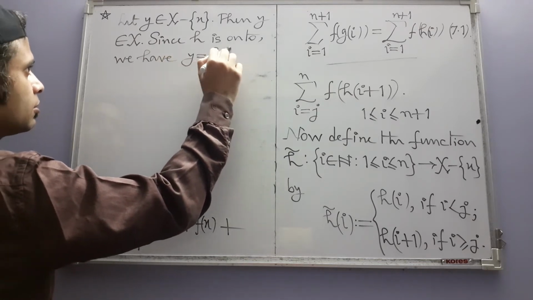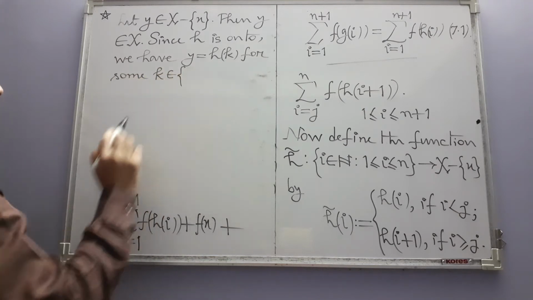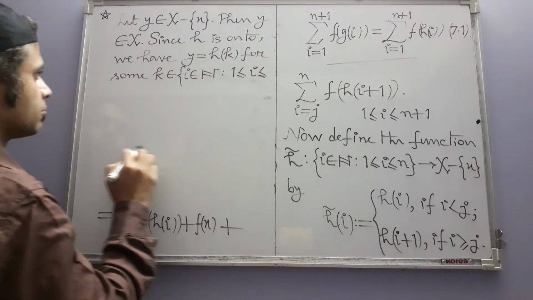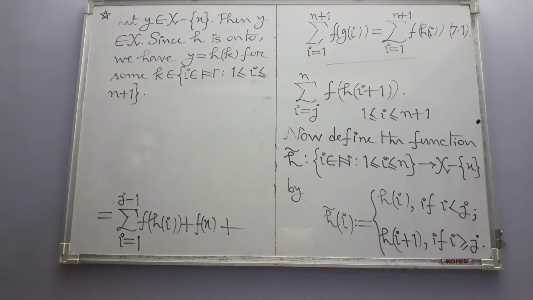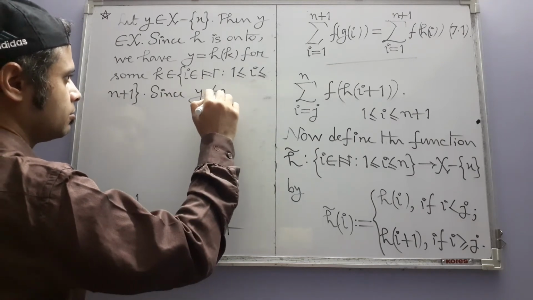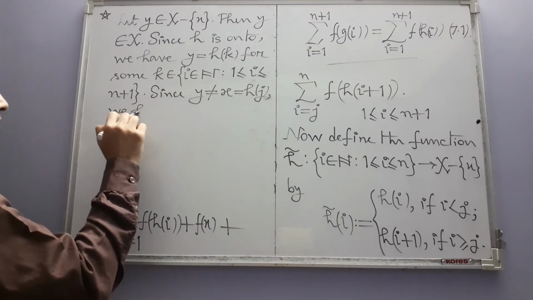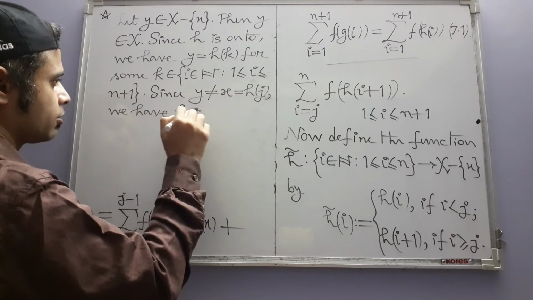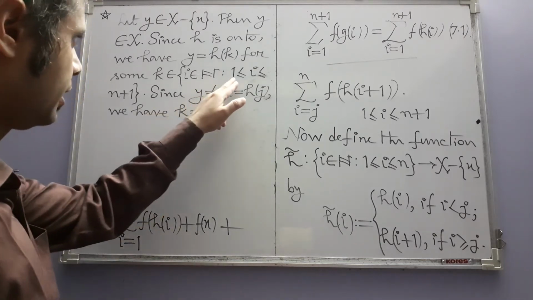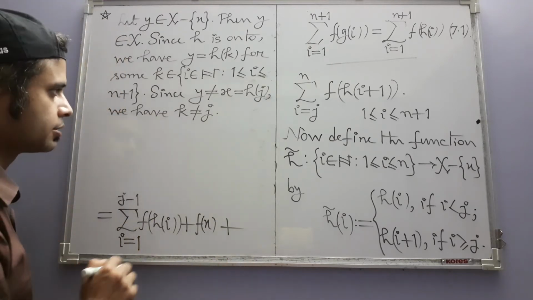y equal to h of k for some k belonging to the domain of h, that is this set. Since y is not equal to x and x is h of j, we have k not equal to j. Okay. Now because k is not equal to j and k lies in this range, either k is strictly greater than j or k is strictly less than j.